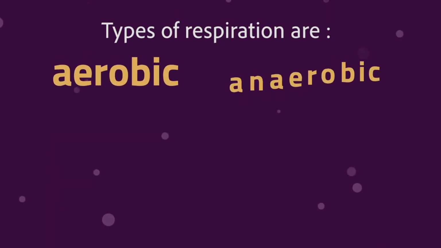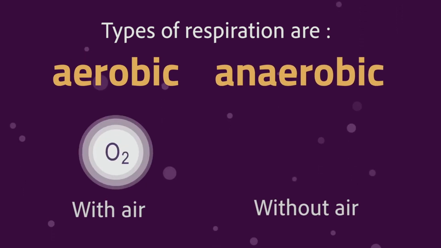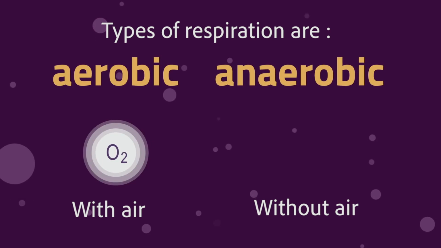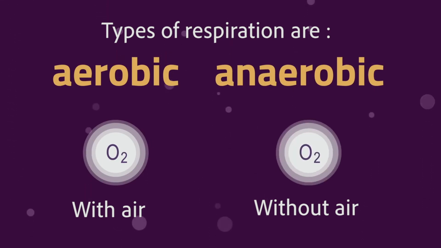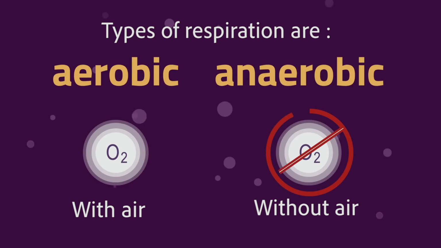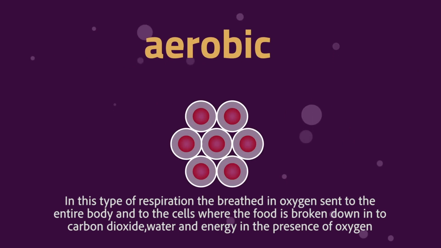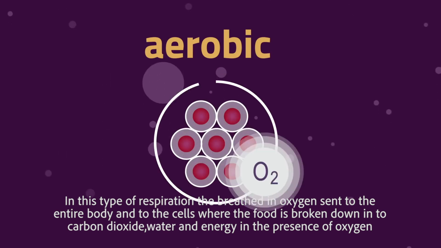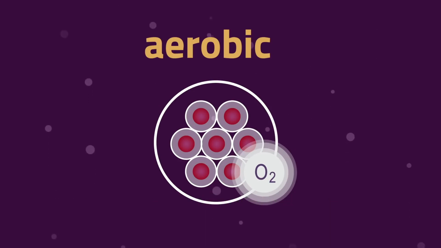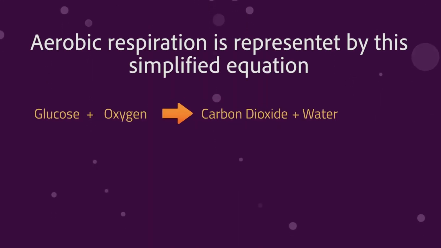There are two types of respiration: aerobic respiration and anaerobic respiration. Aerobic respiration means with air, so this process needs oxygen, whereas anaerobic respiration doesn't need oxygen. In aerobic respiration, the breathed in oxygen is sent to the entire body and to the cells where the food is broken down into carbon dioxide, water, and energy in the presence of oxygen. So, aerobic respiration is represented by this simplified equation.